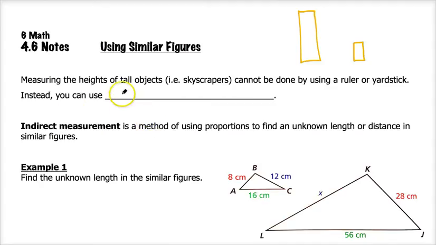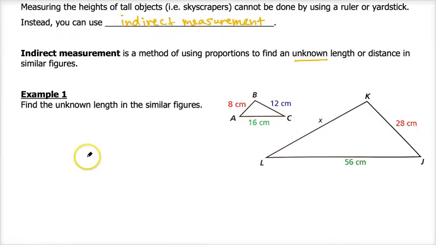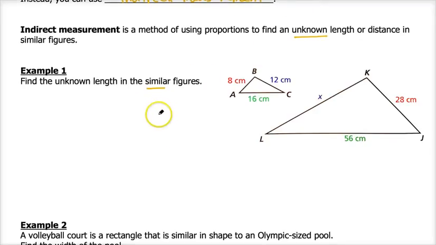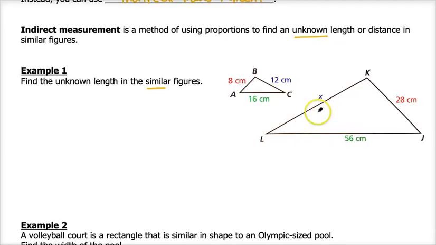And when we do that, that's actually called indirect measurement. So anytime you see that phrase indirect measurement, it's a method of using proportions to find an unknown length or distance in similar figures. So in example 1, you have two triangles, and I'm telling you in the directions that these triangles are similar. And you're being asked to identify the unknown side length, and that unknown side length we're using an x to represent. So you're being asked to find what the length of this side here from L to K is.